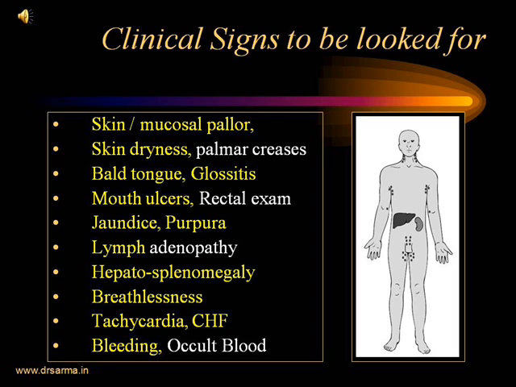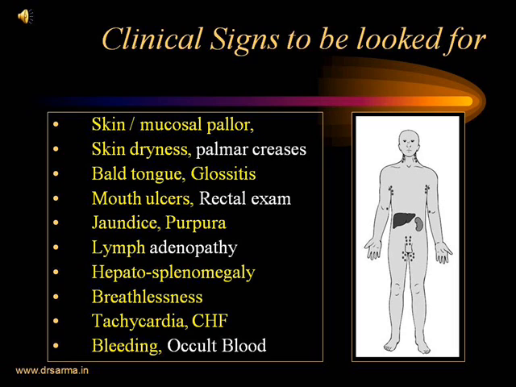Associated jaundice and purpura are important to note in patients of anemia, particularly those who have hemolytic or hemorrhagic type of anemia. Lymphadenopathy should be looked for, particularly the cervical, axillary, and inguinal. Hepatosplenomegaly is an important clinical finding in almost all cases of hemolytic anemia. In chronic liver disease also, we will be seeing hepatosplenomegaly.